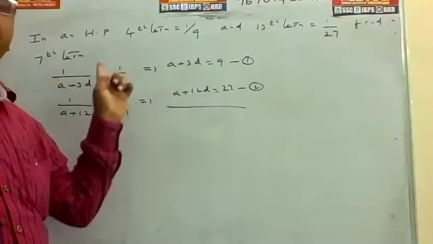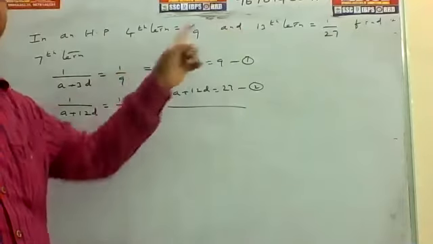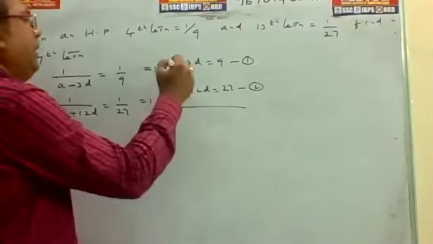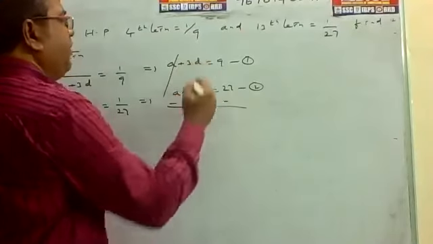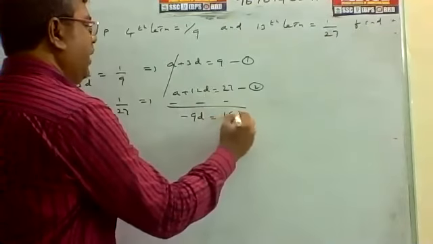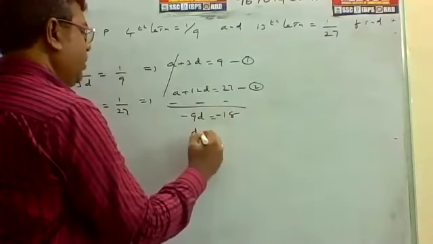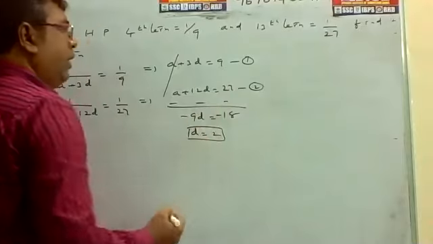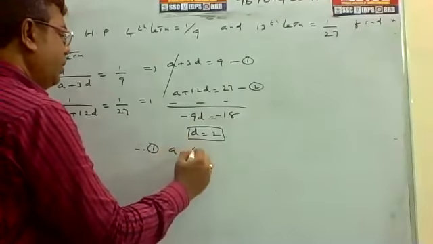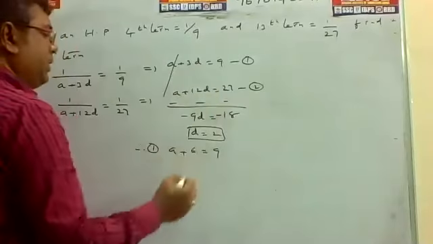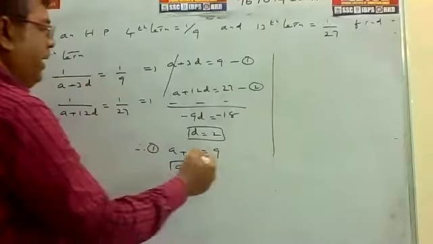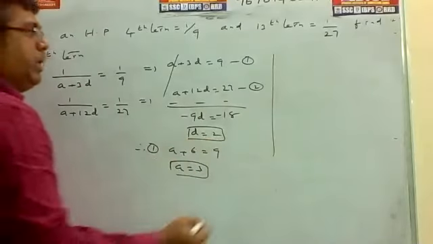Solving these two, a cancels, minus. So 12d minus 3d, that is 9d, is equal to 27 minus 9, which is 18. So d is equal to plus 2. From 1, a plus 3 into d, that is 2, 3 into 2 is 6. So a is equal to 3. So we know the values of d and a.